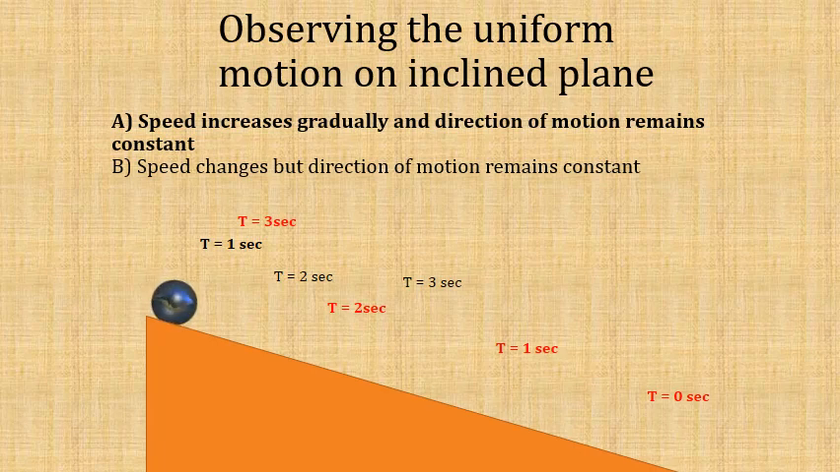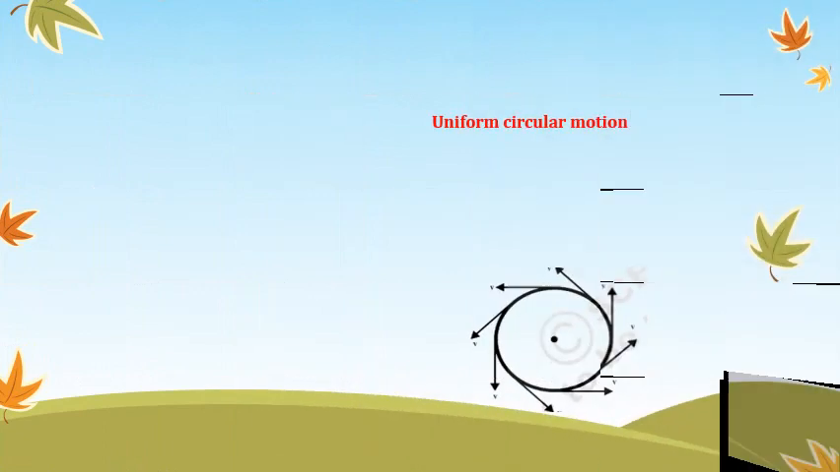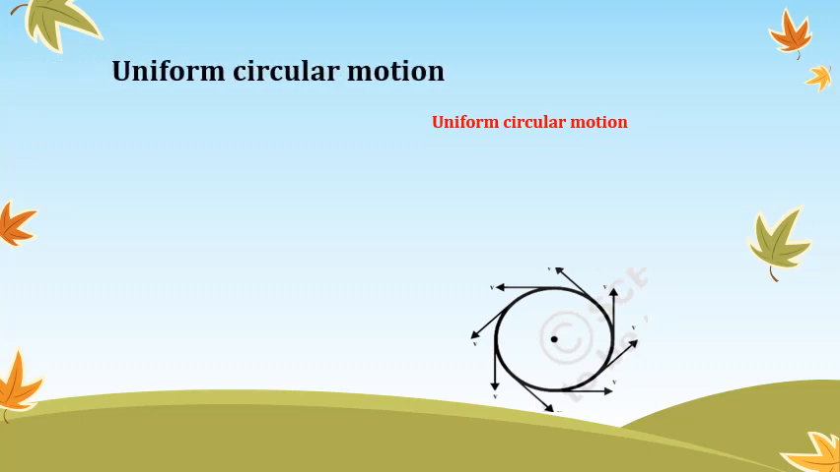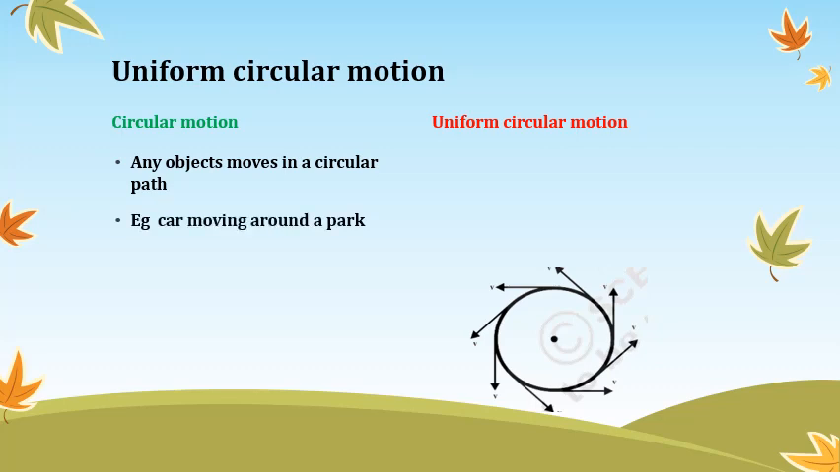Now, what is uniform circular motion? Any object which follows a circular path is under circular motion. For example, a car moving around a circular park, or the movement of the planets around the sun. You already understood circular motion in the lower classes.